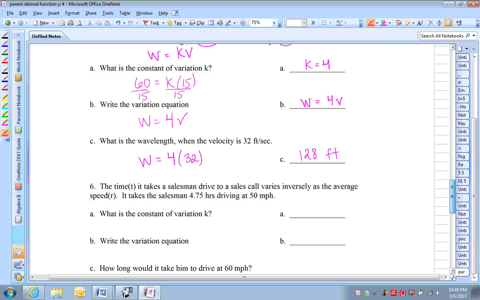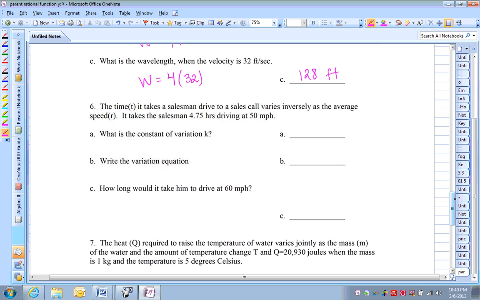Okay, moving on to problem 6. It says the time t it takes a salesman to drive to a sales call varies inversely as the average speed. Well, the key word here is inversely. So for our general equation, we write the first variable t equals k. And since it's inverse, the variable that we're dealing with will go on the bottom. So r, the average speed, goes on the bottom.